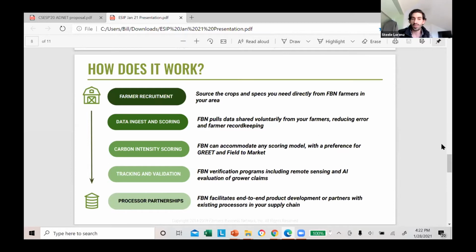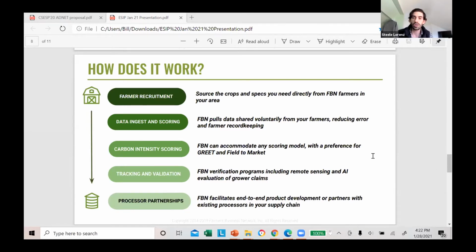Farm data, for those of you that have ever worked with it, is messy. Some comes very neatly from modern farming equipment, from John Deere, from Case, but much has to be collected by other means. And FBN runs a data operations team that ingests everything from pictures of commercial receipts to written records to make sure that data gets where it needs to go. Then we do carbon intensity scoring and environmental scoring.